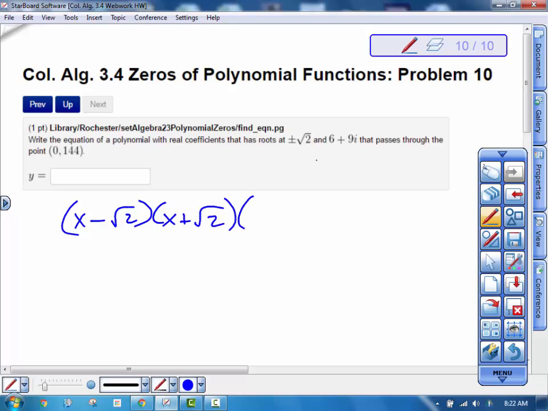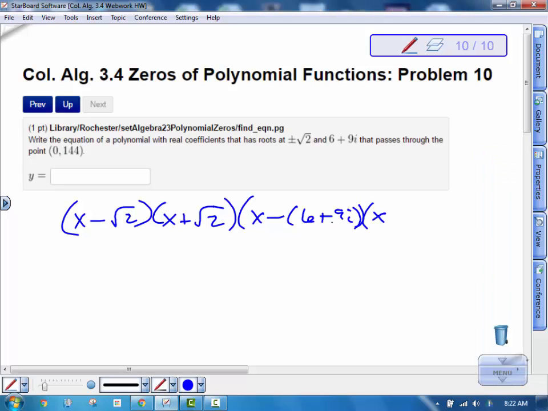The other two factors then are x minus this zero, 6 plus 9i. And then we have another complex conjugate of this number, so it'd be x minus 6 minus 9i. So there's our polynomial. It's fourth degree. It's got these three roots that it said, plus it has to have this other root because we know that complex numbers come in pairs.